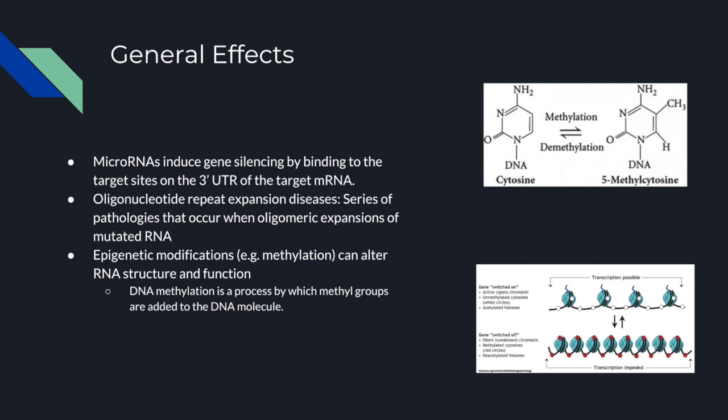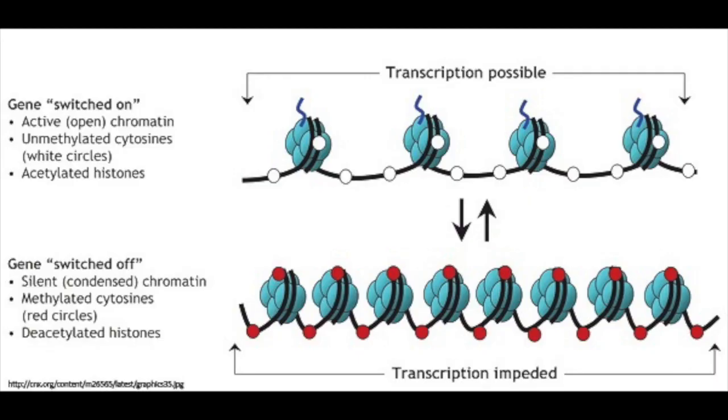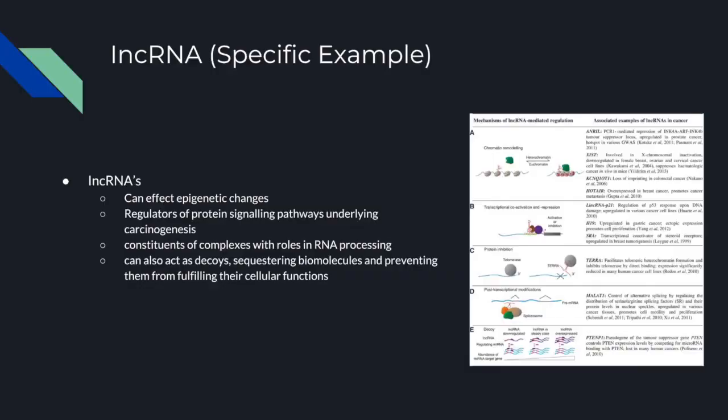Epigenetic changes can alter RNA structure and function without changing the sequence. For example, methylation occurs when methyl groups attach to DNA molecules, switching off the gene, thereby inhibiting functions that could regulate cell growth. A type of non-coding RNA specifically associated with cancer is lncRNA.